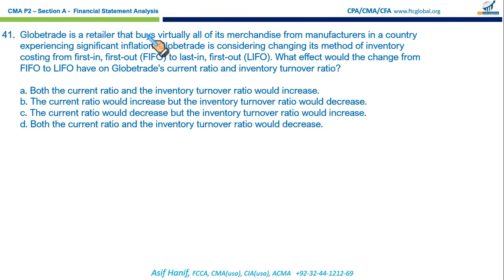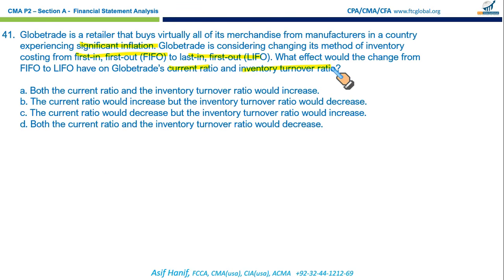Globe Trade is a retailer that buys virtually all of its merchandise from manufacturers in a country experiencing significant inflation. Inflation is an increase in price levels. When the prices are generally rising, we say the country is facing inflation. Globe Trade is considering changing its method of inventory valuation from first in, first out to last in, first out. Last in, first out is permissible under the US GAAP. What effect would the change from FIFO to LIFO have on current ratio and the inventory turnover?